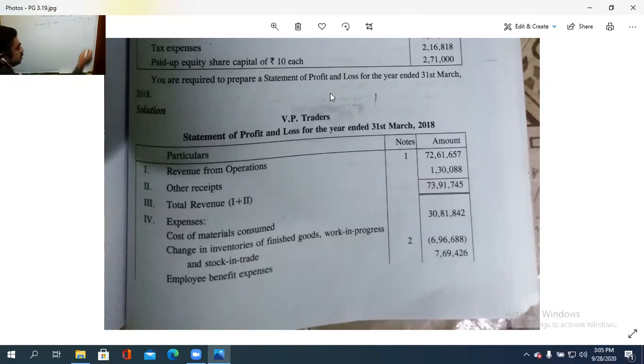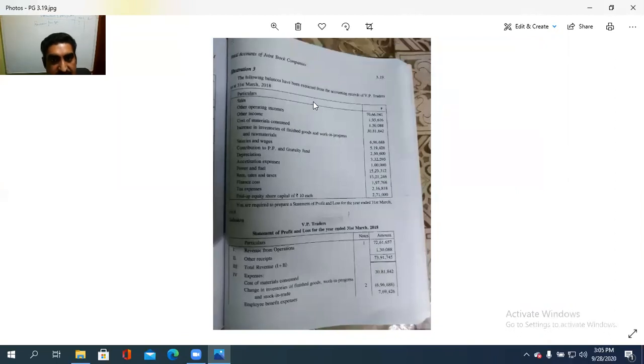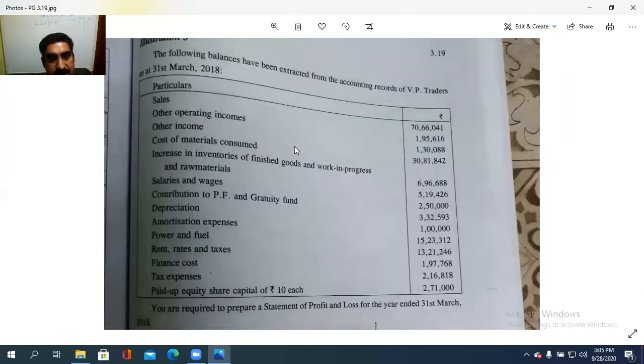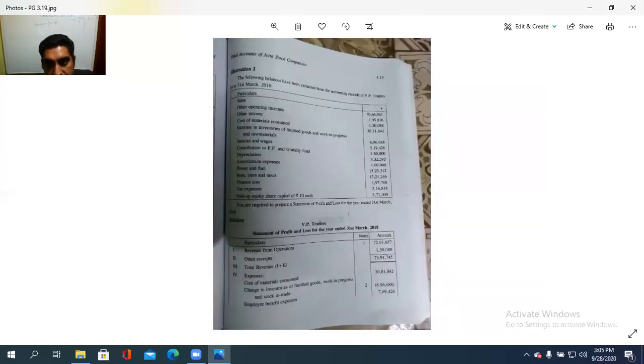That is the first note, where here 3 items are there. We can't take them at a stretch, we can use this. Sales is there, other operating income is there, and other incomes are there. So this needs to be added, isn't it? So sales and other operating income need to be added along with this. So 70,66,041 plus 195,616. We will get the revenue from operation.